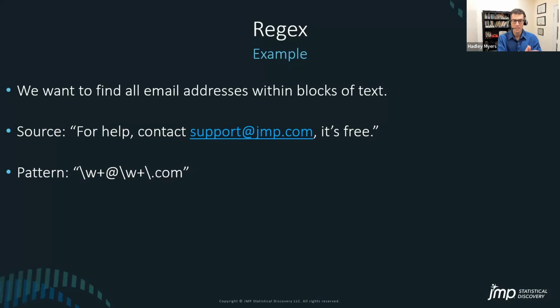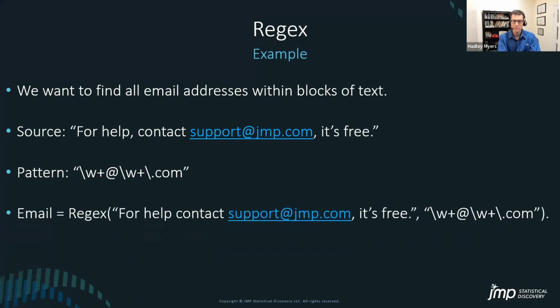We can refer to these as /W, followed by an @, followed by one or more instances of /W, any character or number or letter, followed by a literal period indicated by /, and then the letters COM. If we were to set that up in a regex function, the return result would be the email address support@jmp.com. That would be the pattern that matches.